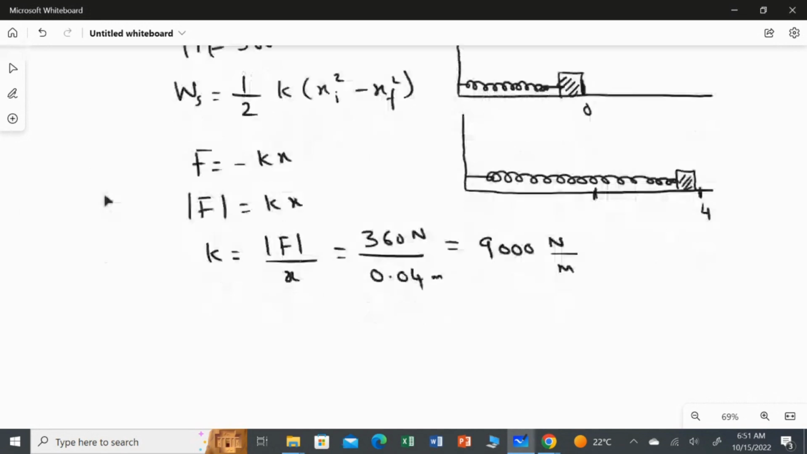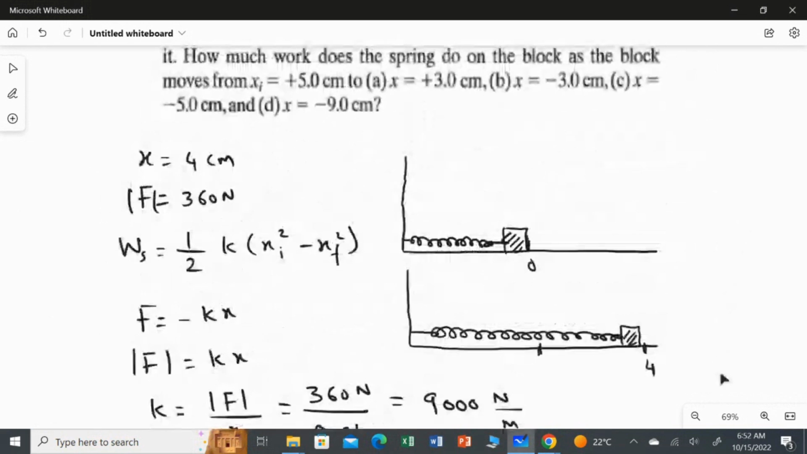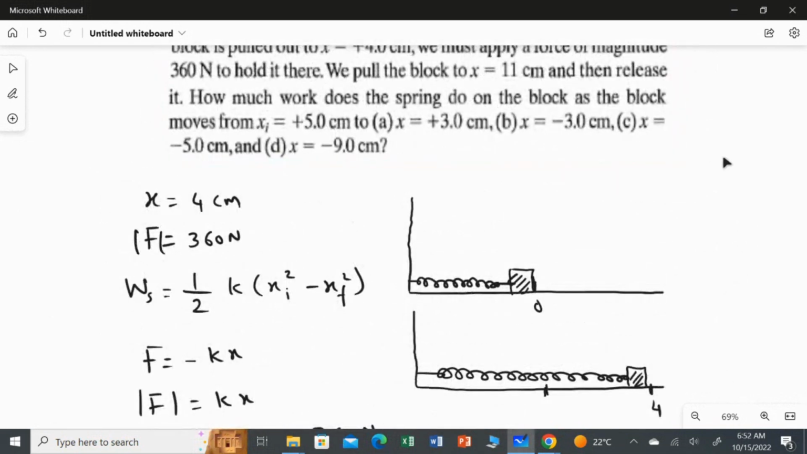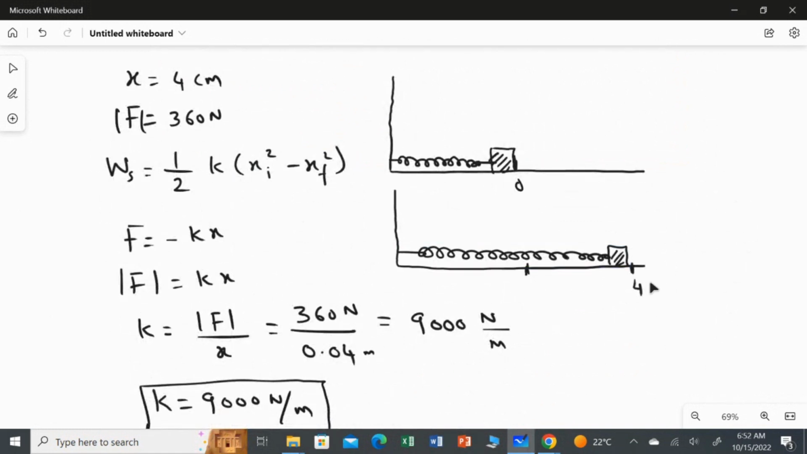Clear? So now we got the spring constant k, which is equal to 9,000 Newton per meter. Now we have to go for the second part. Clear? In the second part, they say we pull the block to 11 centimeters. You expanded the spring, because initially right now it's 4, am I right? So you expanded the spring to 11 centimeter and you are going to leave the block. When you leave the block, what will happen? Because the surface is frictionless, the block will oscillate between the left hand side and the right hand side, am I right?